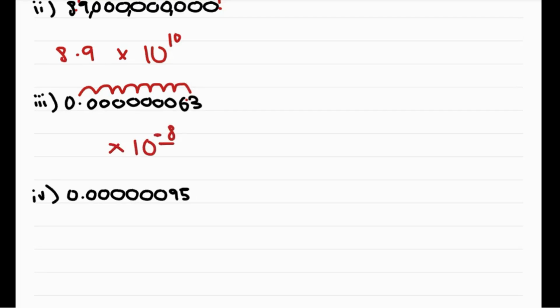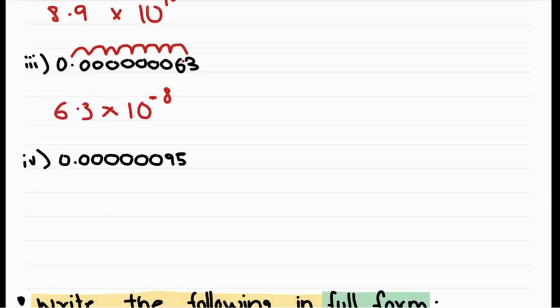It's going to be a minus 8 because the full form of the number we have is a relatively smaller number, so that's why this minus is going to come here, and the front number is obviously going to be 6.3. So the next question we have here is also a relatively smaller number. So let's see what we'll do. We're going to move this decimal towards the right. 1, 2, 3, 4, 5, 6, 7. Right? We moved it 7 times towards the right. So it's going to be a -7. And the front number is going to be 9.5.